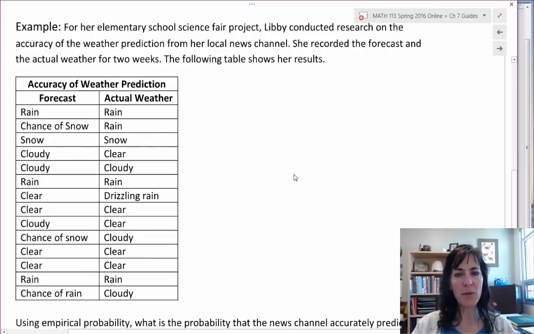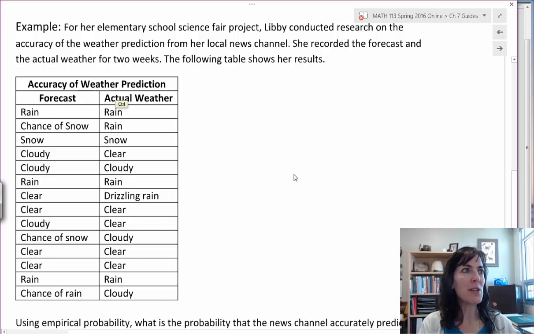Here's an example of an experiment that was done, and we'll use the experiment to help us find empirical probabilities. For her elementary school science fair project, Libby conducted research on the accuracy of the weather prediction from her local news channel. She recorded the forecast and the actual weather for 2 weeks. The following table shows her results.